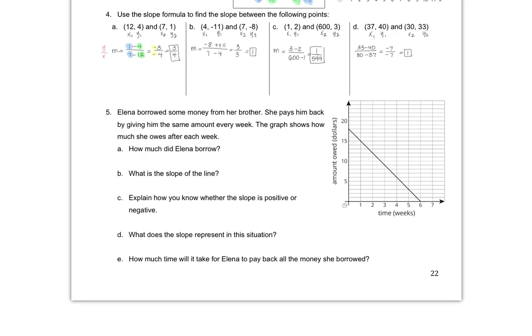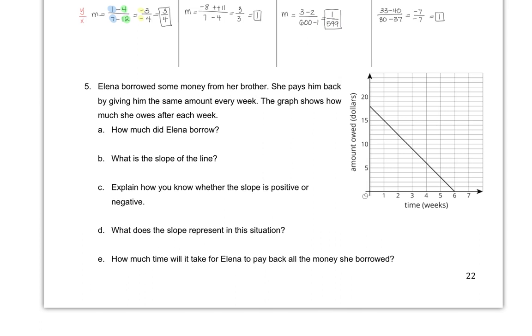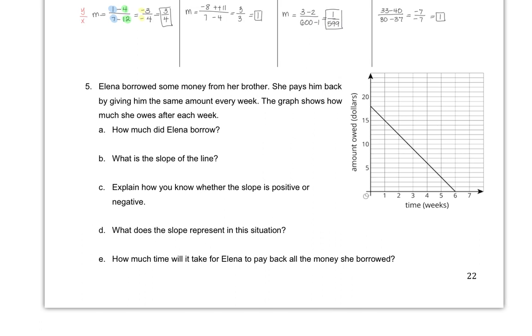For the next part, we are going to look at this situation here. Elena borrowed some money from her brother. She pays him back by giving him the same amount every week. The graph shows how much she owes after each week. So each x value represents the time in weeks, and then the amount owed.